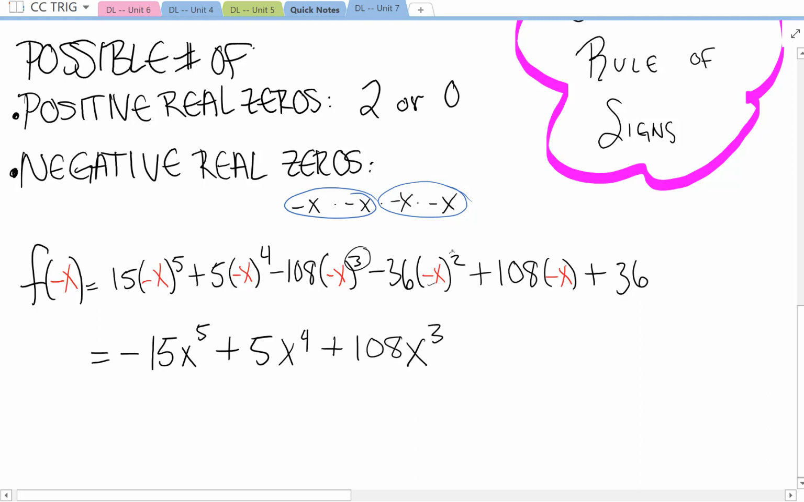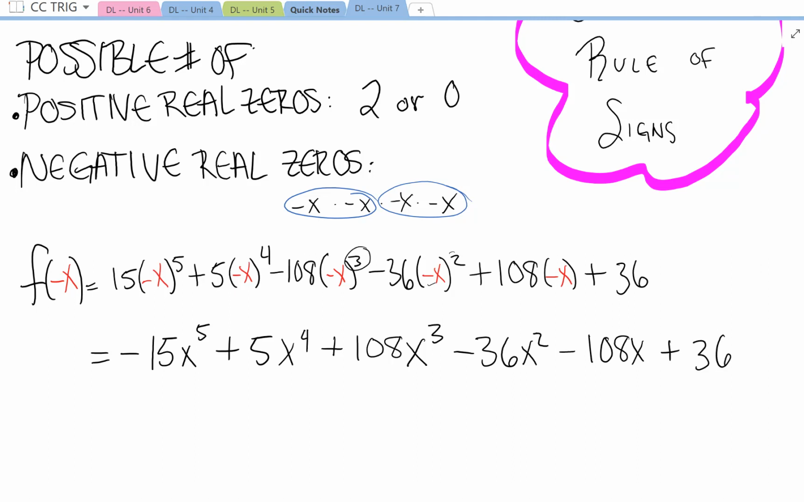Negative x squared is just a positive x squared. So this will remain negative 36x squared. Plus 108 times negative x, that definitely changes the sign. It's negative 108x plus 36.